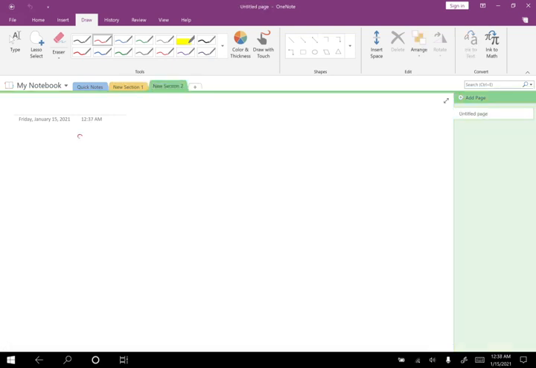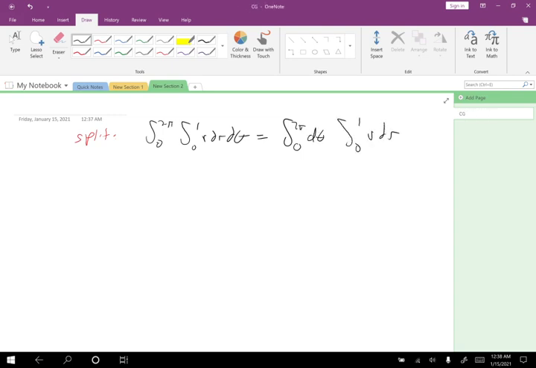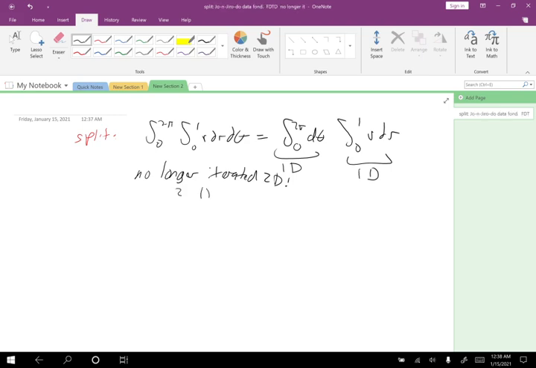And now you can split the theta integral and the r integral. So this is now a 1D integral, and this is now a 1D integral. So it's no longer an iterated integral. Now it's just two 1D integrals.